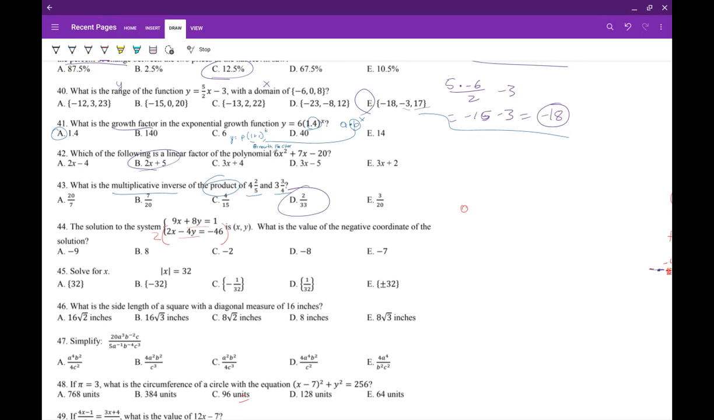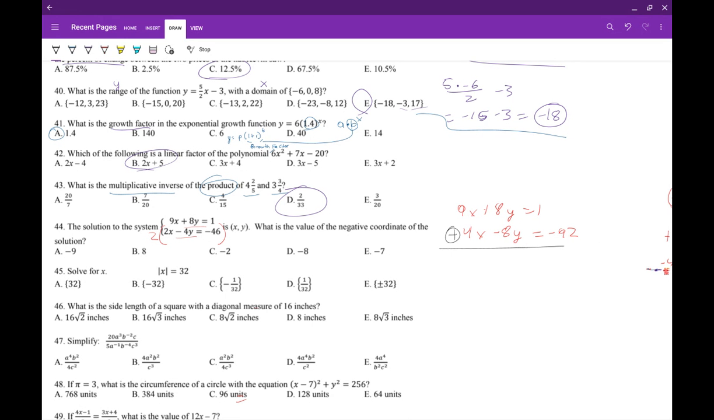So let's do that. I have 9x plus 8y equals 1. And on the bottom, I have 4x minus 8y equals negative 92. Remember, you're multiplying throughout the whole thing. You're just scaling it up. Then if I add this, I'm left with 13x, the y's cancel out, plus 0y equals negative 91. If I divide by 13, x equals negative 7.